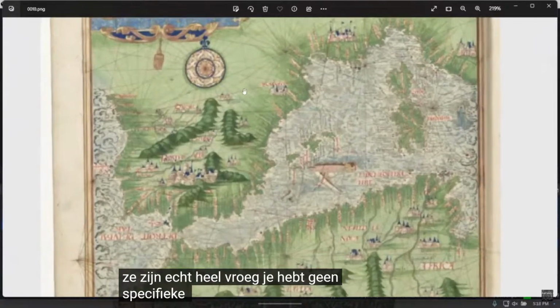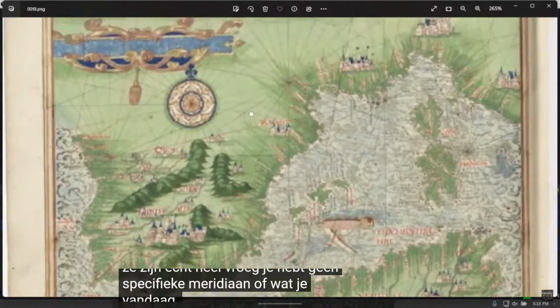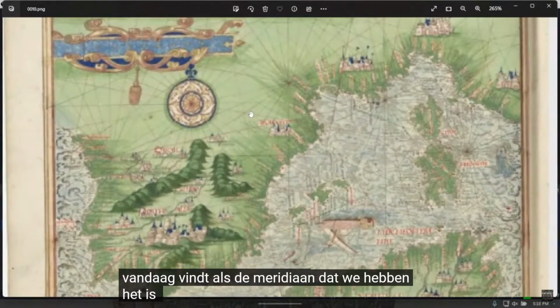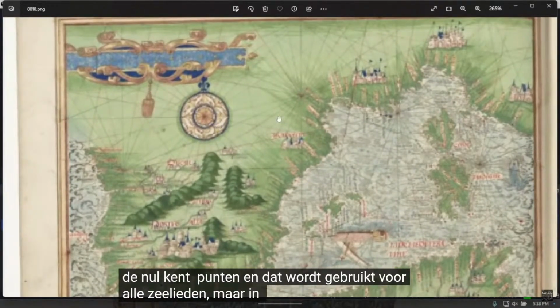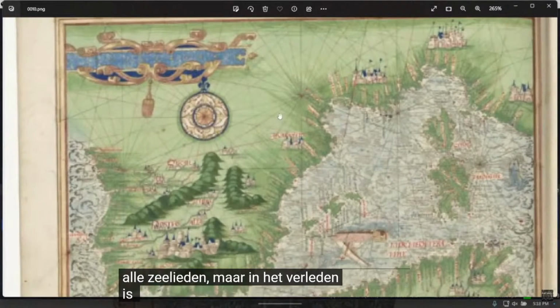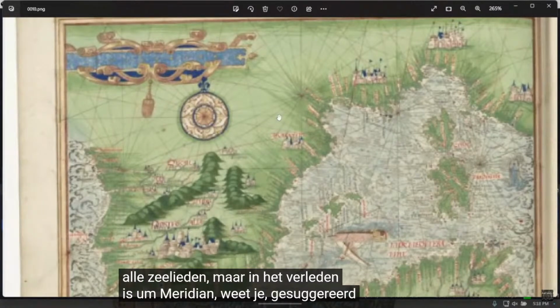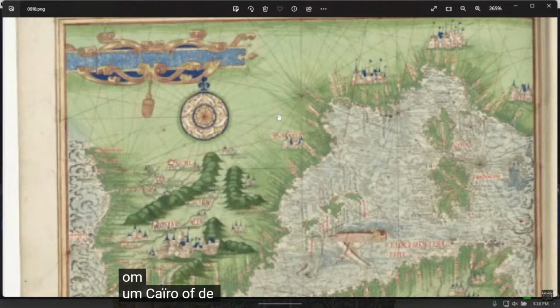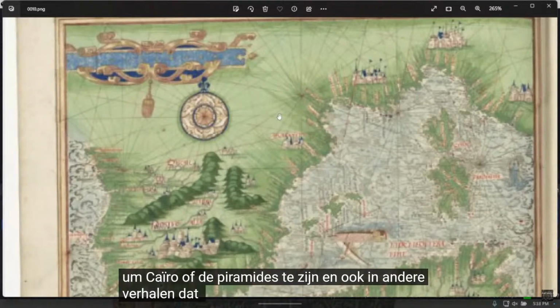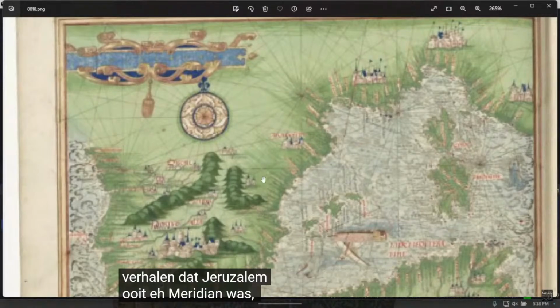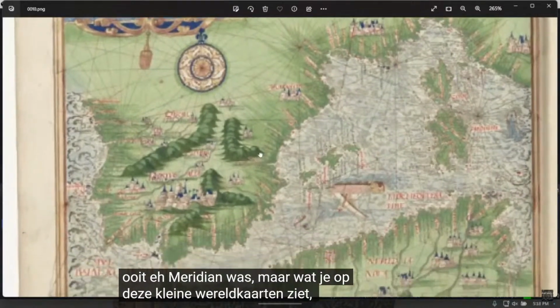You haven't got a specific meridian with what you find. Like the meridian today that we've got is Greenwich Mean Time, isn't it? You know, the zero point, and that's used for all mariners. But in the past, the meridian has been suggested to be Cairo or the pyramids, and in other narratives as well, that Jerusalem was once the meridian. But what you see in these old world maps is this.